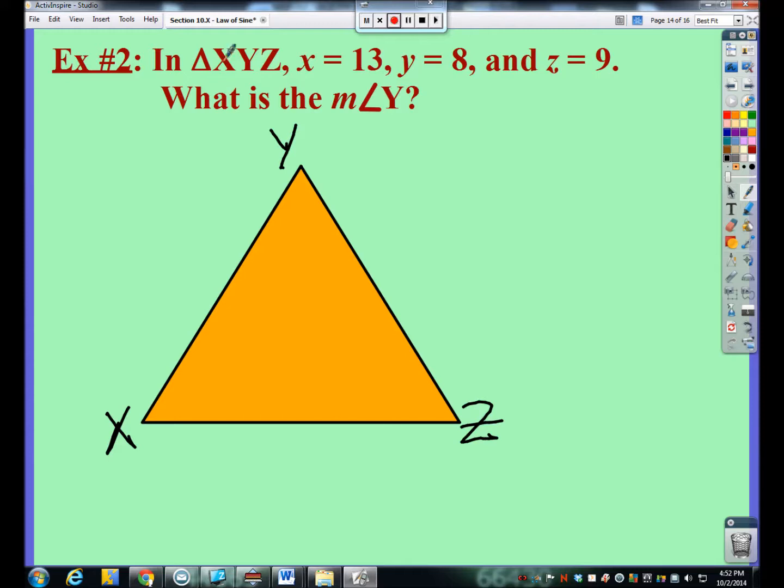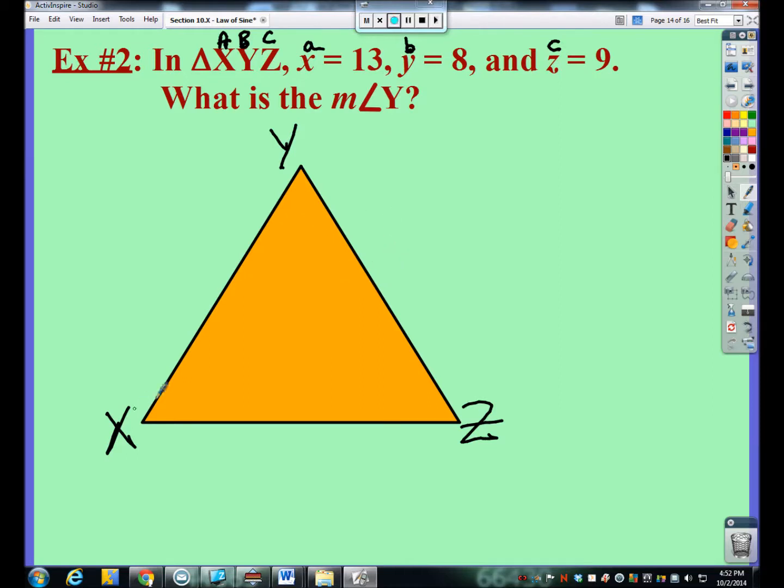Now, again, if you want to kind of play with it, you can go, well, instead of X, Y, Z, what if we pretend it's A, B, and C? That's fine. Then side X is really side A, side Y is really side B, side Z is really like side C. If you want to do it that way, go for it, okay? So I'll leave that up there.